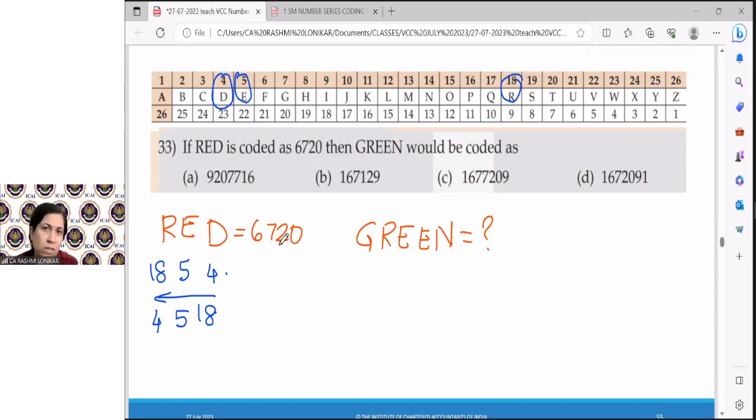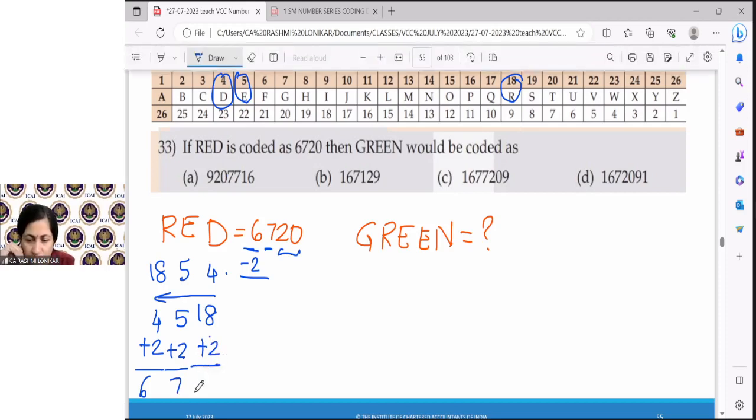So how did I make out that I have to write it in the reverse order? Because if I use that number, I'm not getting the answer. 1854 and 6720, there is a lot of difference. Here I have 6, here I have 7, and here I have 20. So 6 and 4, what is the difference? 2. 4 plus 2 gives me 6. 5 plus 2 gives me 7. And 18 plus 2 gives me 20.